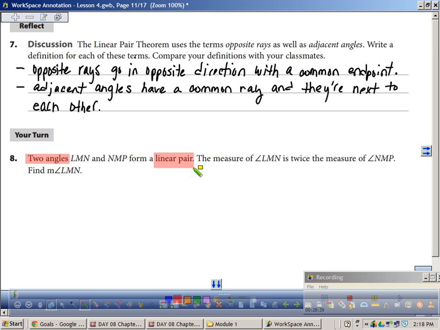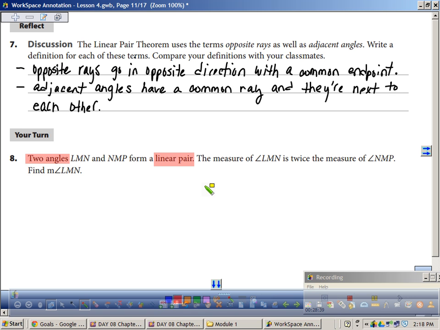They're a linear pair. What does that mean? Don't tell me the definition. Tell me what it means to be a linear pair. What do I know about two angles if they're a linear pair? They're next to each other. There's more to it than that, because if they're just next to each other, why wouldn't we just call them adjacent? So there's more to it. They are adjacent, but there's more to a linear pair. They have opposite rays, exactly. More to it. What? They have a common ray.